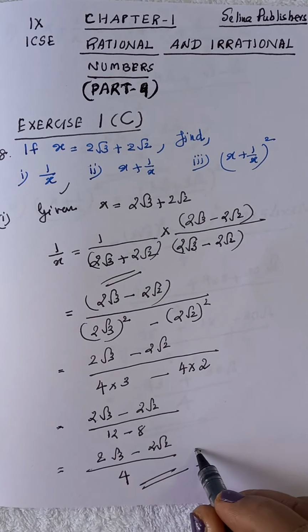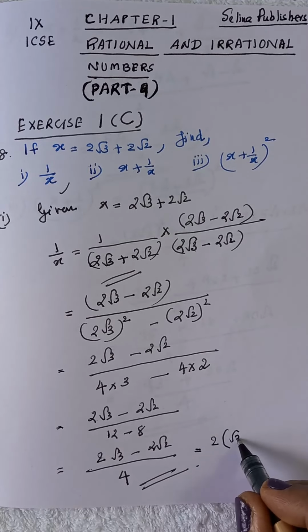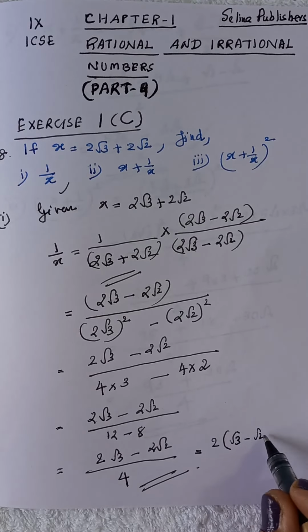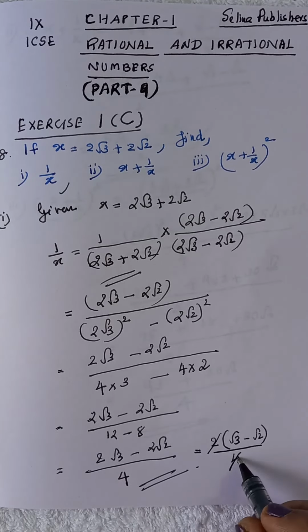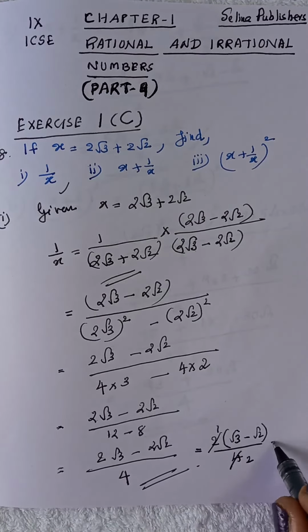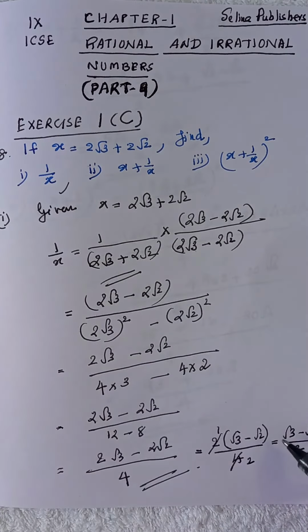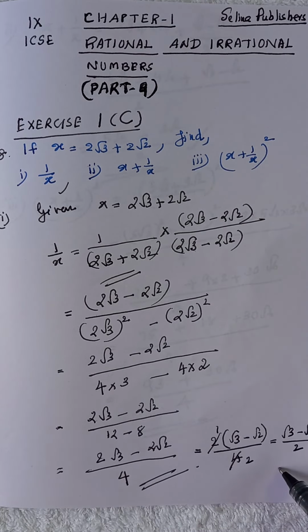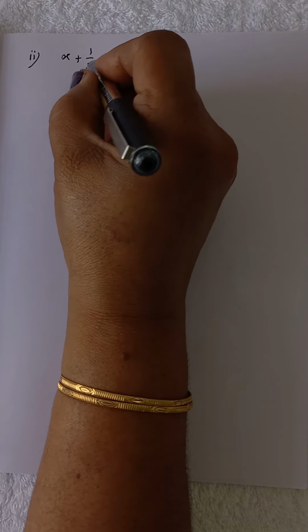Again if you take 2 outside of the numerator, we will get 2 into root 3 minus root 2 divided by 4. Here 2 and 4 can be cancelled, 2 times, here 1. So this is equal to root 3 minus root 2 by 2. That is 1 by x is root 3 minus root 2 by 2. In the second sub question, we want to find out x plus 1 by x.